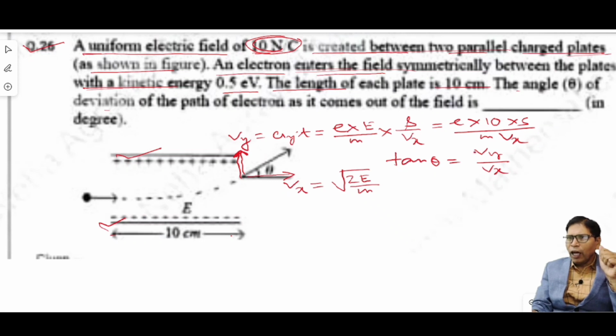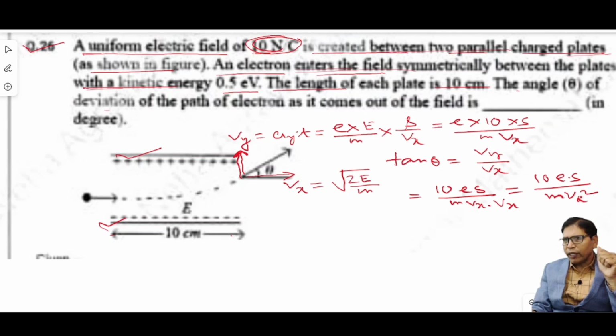Okay, no problem. Now, if we put the value, this is 10 into E into S by m into Vx, and this also Vx, so this is Vx square. Now, look at this. This is 10 into E into S divided by m Vx square. No problem. Therefore, tan theta equals 10 eS into 2 into half divided by half m Vx square. Now, so this is 5 into electronic charge into distance.